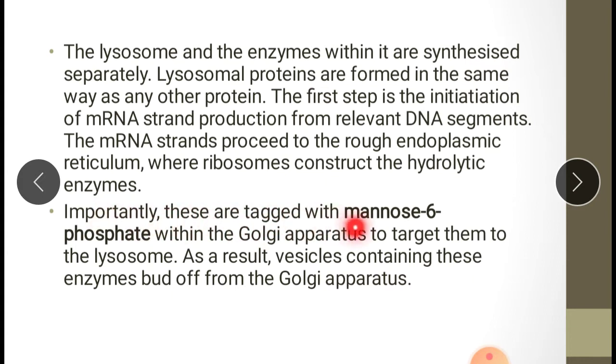Importantly, these are tagged with mannose 6 phosphate within the Golgi apparatus to target them to the lysosome. So these proteins are tagged with mannose 6 phosphate, which indicates that these proteins are lysosomal. As a result, vesicles containing these enzymes bud off from the Golgi apparatus. I told you, Golgi apparatus has two faces, cis and trans. From the trans face, these vesicles containing hydrolytic enzymes bud off.